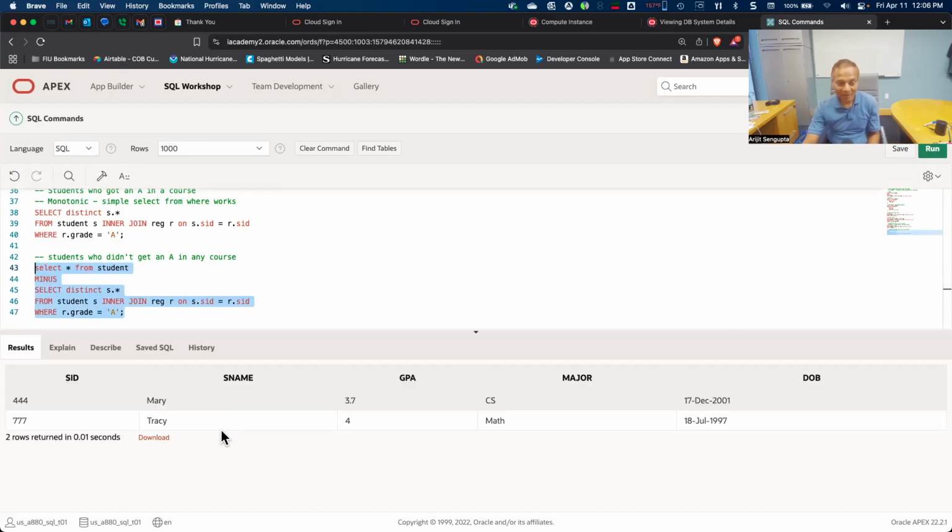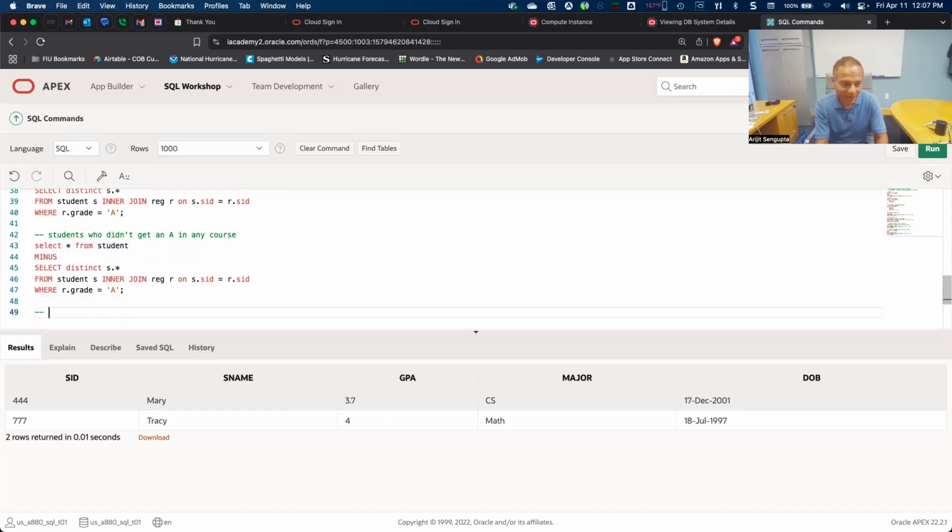There you go, Mary and Tracy. Now, Tracy is a special case. Tracy did not register for anything, so obviously they didn't get an A. They didn't get any grades whatsoever, right? So sometimes these are called default cases that show up because it's negative logic. So something that satisfies that negative logic will show up. And you'll see this in some of the queries that you do.